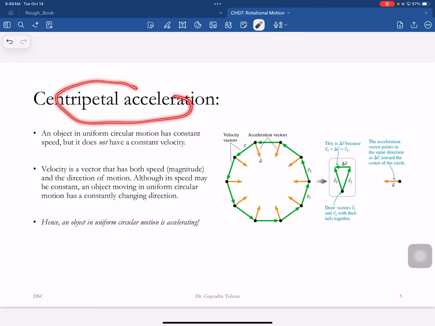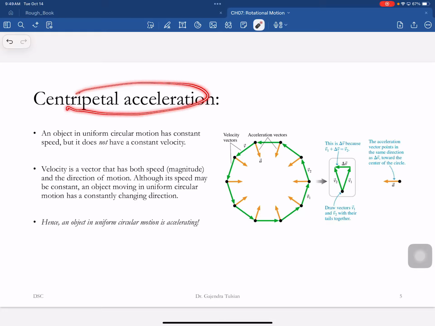So now we'll mention centripetal acceleration. Here an object is going in a circle at uniform speed. So its speed is not changing, but you can see that the direction of the velocity vector is changing. So hence it has an acceleration towards the center of the circle. And this acceleration is called centripetal acceleration. So an object in uniform circular motion is accelerating, because the velocity vector is changing.